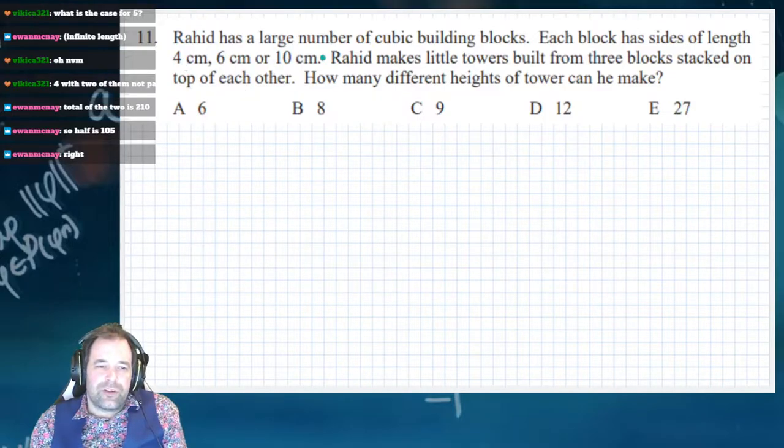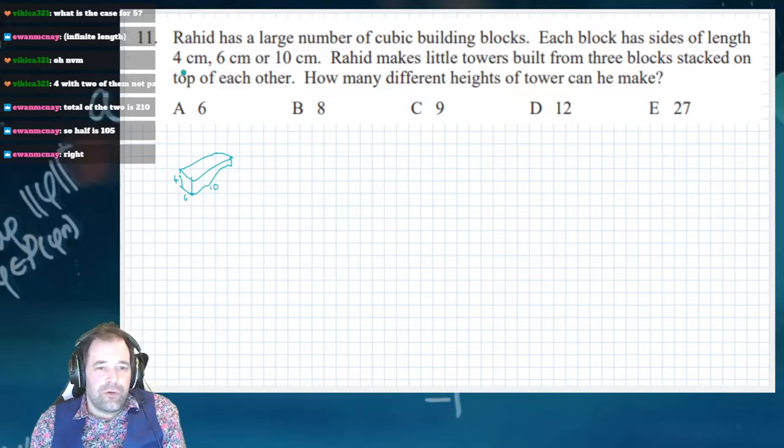So 4, 6, or 10, we only care about the height. So whichever way around you put one of the blocks, one of those 3 digits is going to be the height. So they're going to be 4, 6, or 10, depending on which way around you stack the cube. So we could have... So there are, how many ways are there of selecting these 3? There are 9 different ways of picking these.